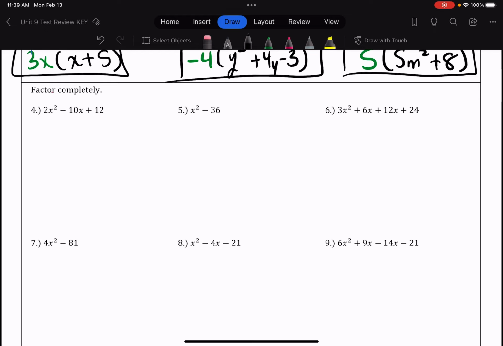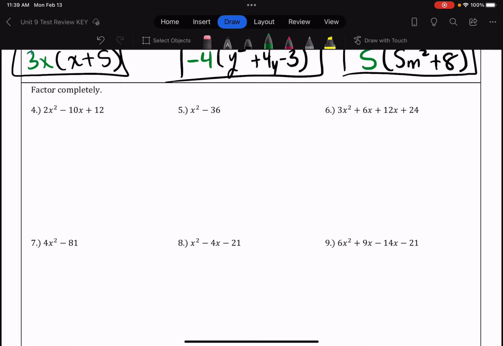All right, that gets us to our next section, which is a mixture of trinomial factoring, difference of 2 squares, and factoring by grouping. So let's look at this first one. It says 2x squared minus 10x plus 12.